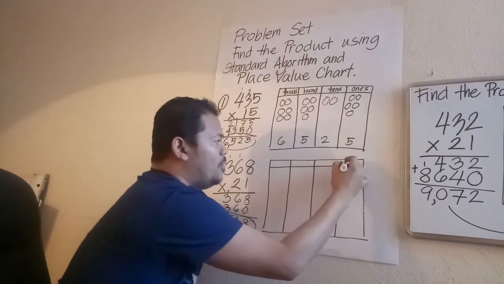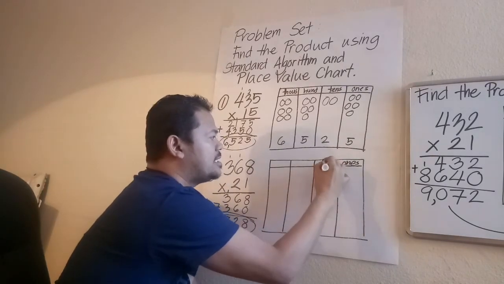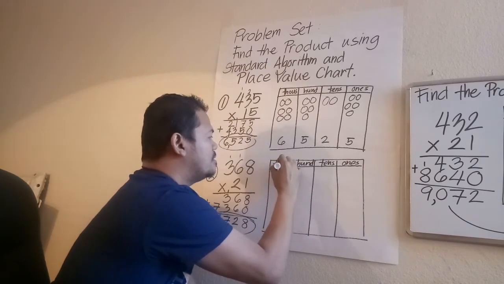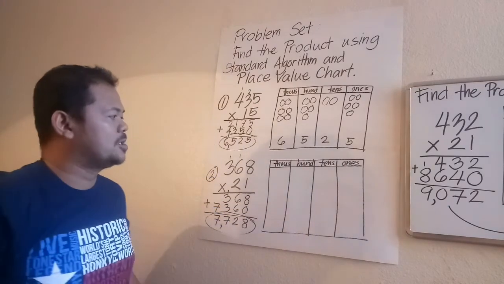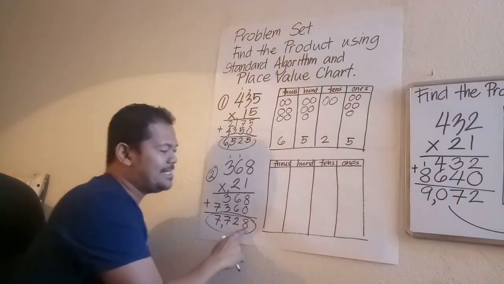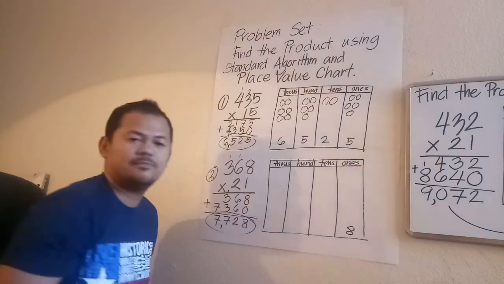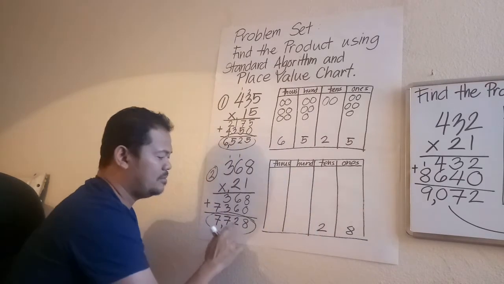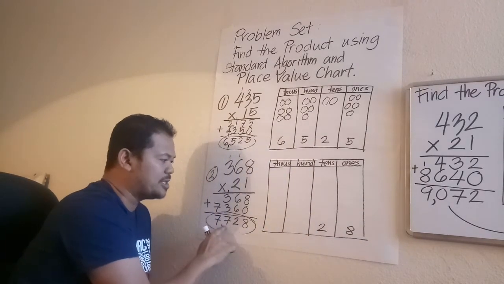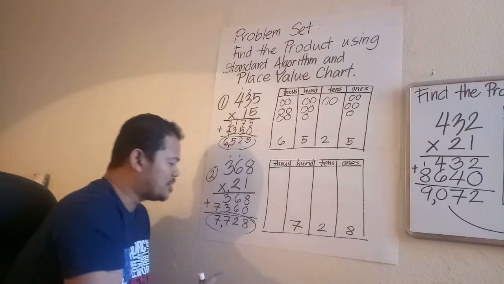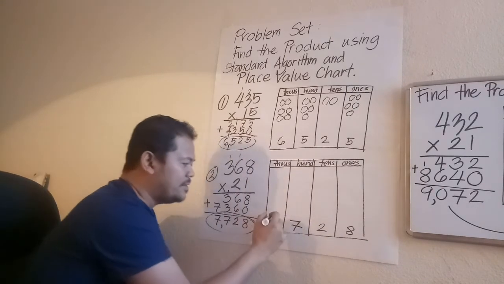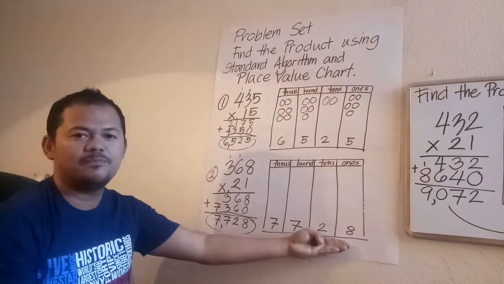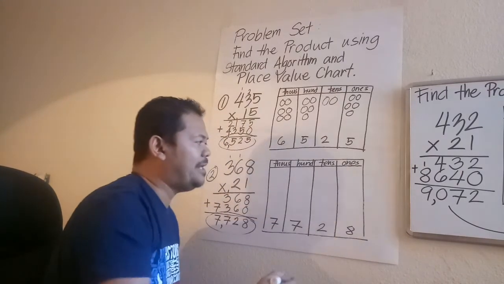There you go. So we got your ones, tens, hundreds, and thousands. There you go. So for your 8, this is for your ones. Did you write there? Very good. For your tens, you got here 2. So for your hundreds, ones, tens, hundreds, 7. For your thousands, ones, tens, hundreds, thousands, you got there 7. So your answer is 7,728. It's here.